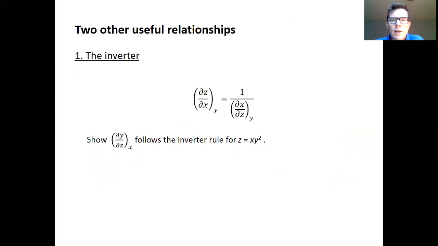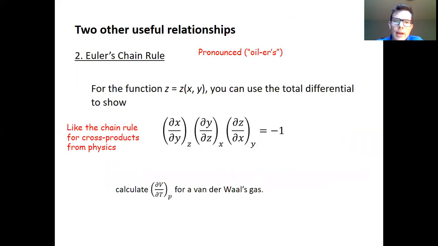So the first one is called an inverter. And I won't try and describe the math, but you can see that the inverter tells you that the partial of z with respect to x is equal to 1 over the inverse. So you can invert partial derivatives. And the second one is called Euler's chain rule. This is pronounced Euler's. You'll always look like a newbie if you pronounce this Euler, but it's Euler's. And Euler's is written right here.